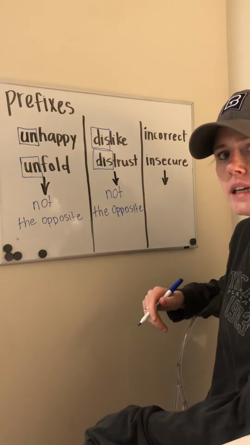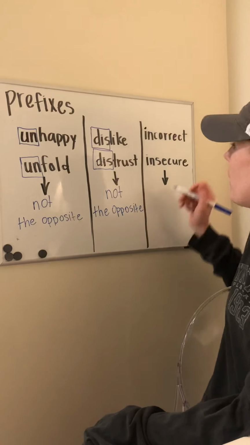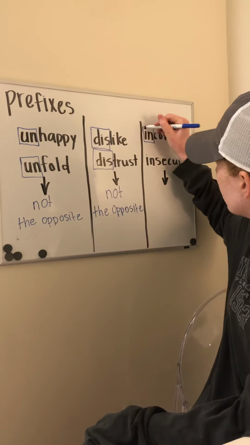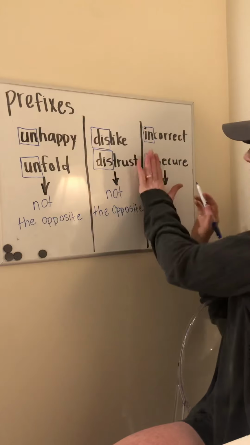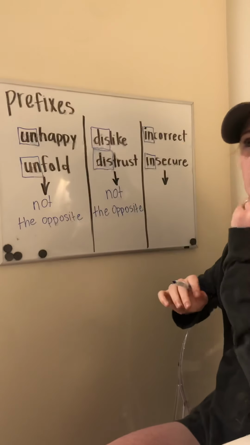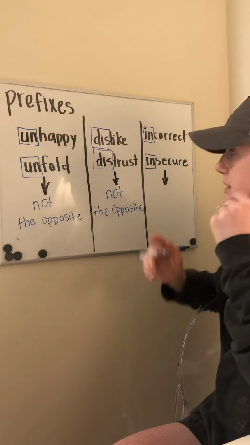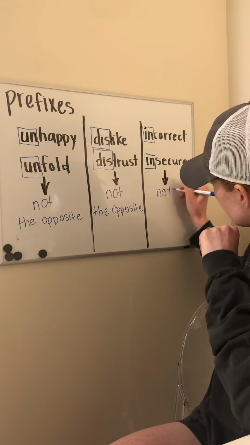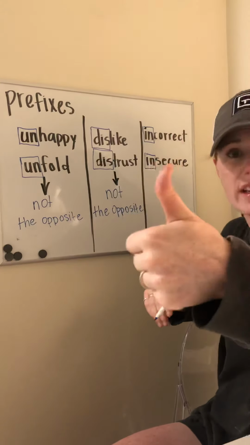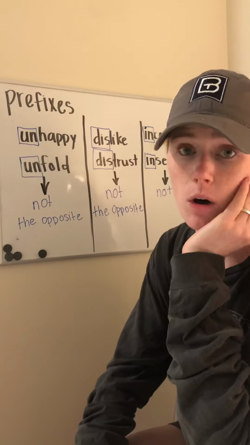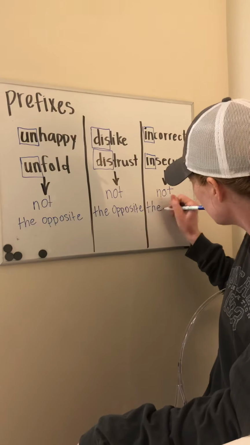Incorrect. Incorrect. Insecure. They both have the prefix in. If I cover that up, I have correct, and then I have secure. So if he is correct, that means he's right. If he is incorrect, that means he's what? Not, that word again, not correct. What if he had said, that nail is secure in the wall? The wall's sturdy, it's good. What if I say, that nail is insecure in the wall? Is the wall going to fall down? Probably. So is it secure? No, it's the opposite. It's not secure.